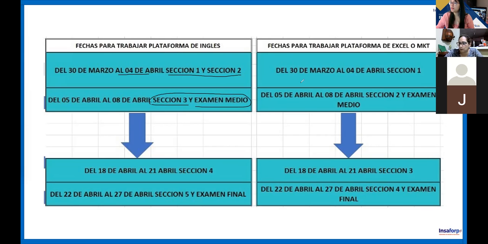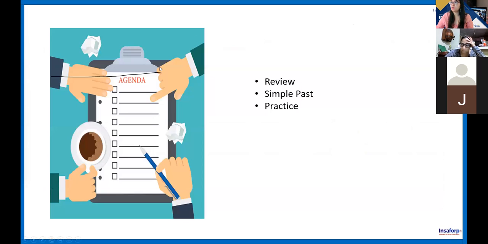So, para que no nos olvidemos del orden, right? Tenemos from 18 to 21, we have section 4. No sé si hay dudas. Por si no las hemos trabajado, para que tomemos en cuenta las fechas, right? Y recordemos que esa es la nota importante para que usted pueda tener su diploma in English, right? That you have the knowledge in English.